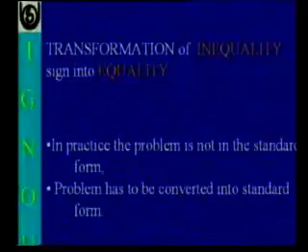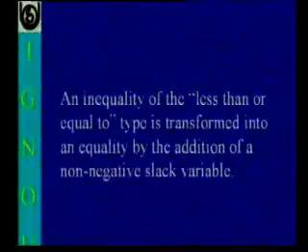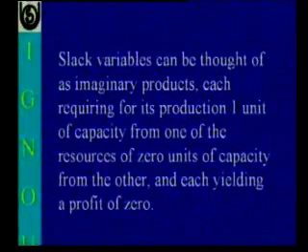Now when we transform an equation from the statement, we have an inequality sign. The first step is how you will transform the inequality sign into the equality sign. In order to convert an inequality constraint into an equality, we introduce a slack variable or surplus variable. An inequality of less than or equal to type is transformed into an equality by the addition of a non-negative slack variable. Now we will define what the slack variable is.